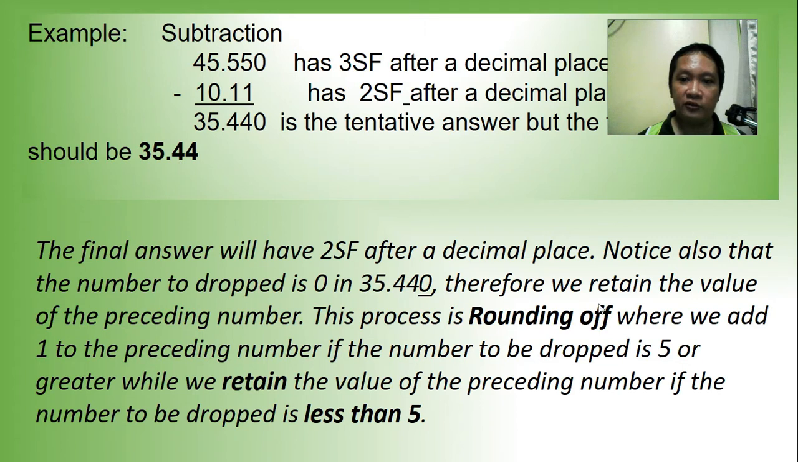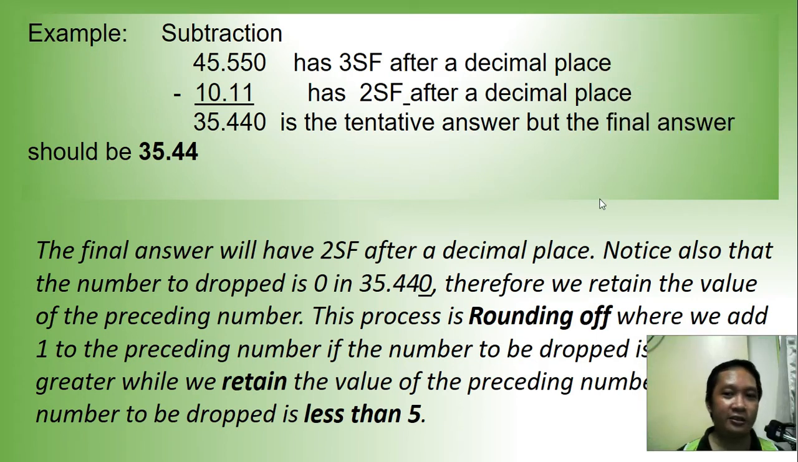The 0 was removed. Notice also in that case that the number to be dropped here is 0, and therefore we retain the value of the preceding number, which is 4. We are not adding. This is still a process called rounding off, where we add 1 to the preceding number if the number to be dropped is 5 or greater, but in this case it's 0. So that's it. That's the rule in adding or subtracting numbers considering the number of significant figures. I hope you will practice and consider this in expressing your final answers in the future examinations.